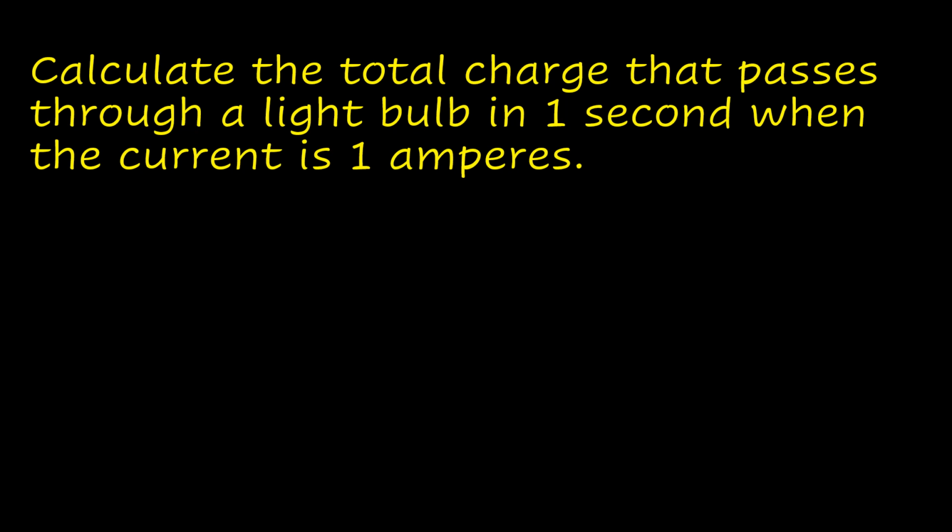Calculate the total charge that passes through a light bulb in 1 second when the current is 1 ampere. We are given that the current is 1 ampere, 1 A, and the change in time, delta T, is 1 second, and we are trying to find the charge that is transferred to the light bulb, and that charge Q must be measured in coulombs.